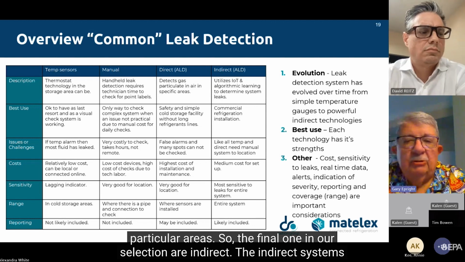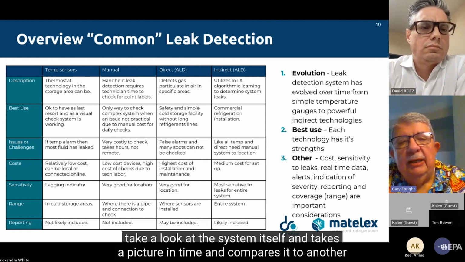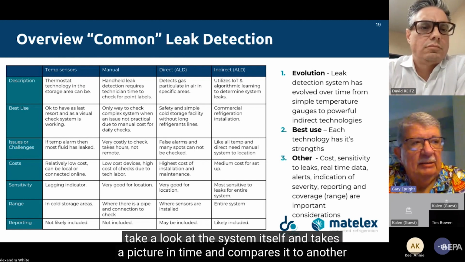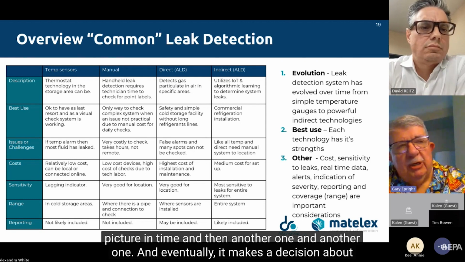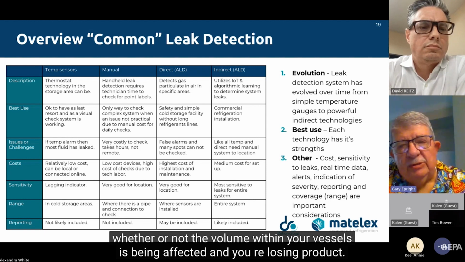The final one in our selection is indirect. The indirect systems take a look at the system itself and take a picture in time and compare it to another picture in time, and then another one, and eventually it makes a decision about whether or not the volume within your vessels is being affected and you're losing product.